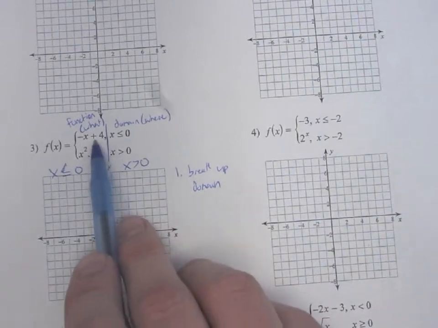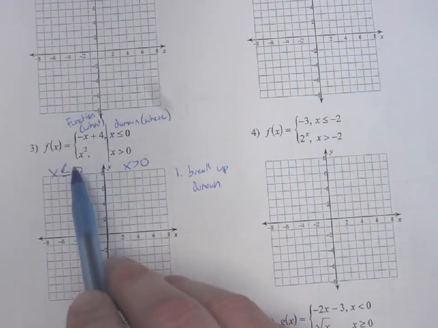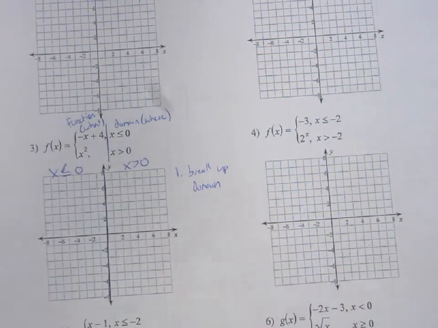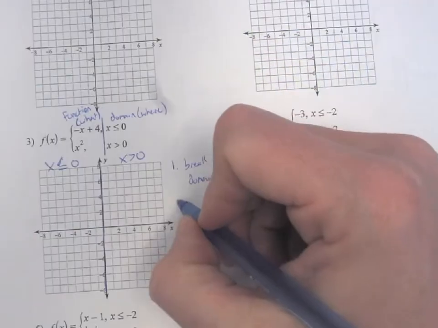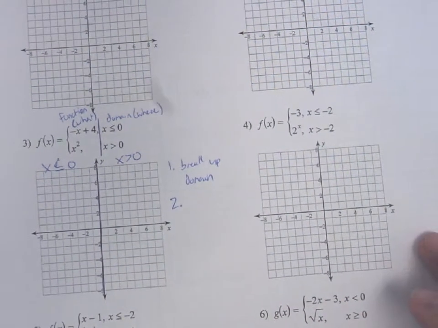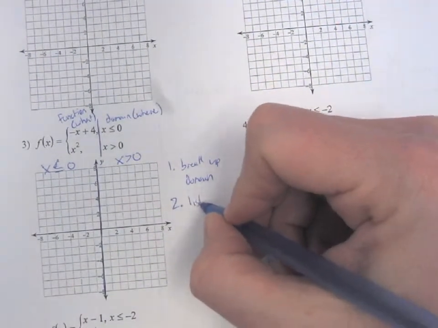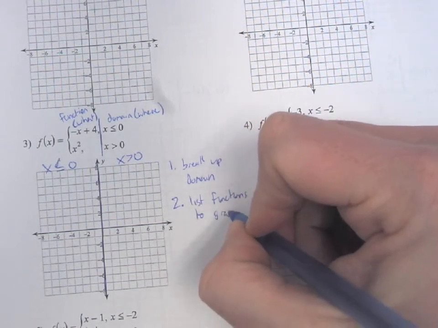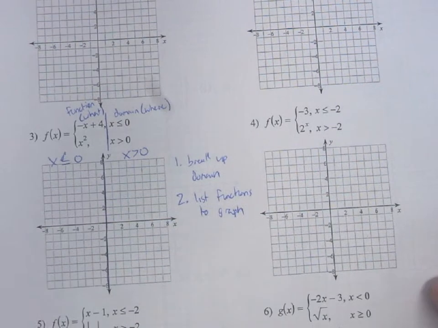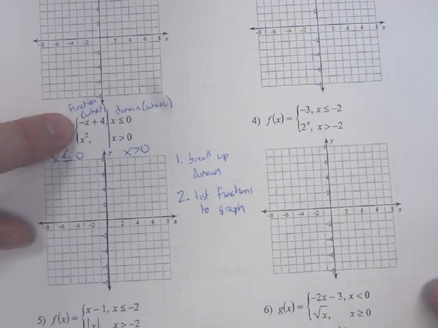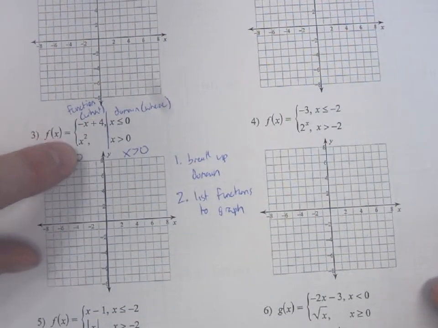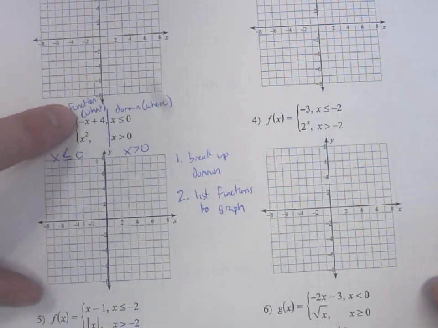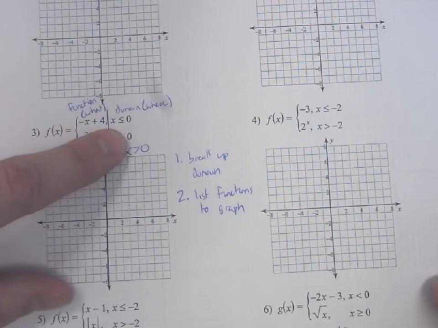So what this is saying is in this section of the graph, use this equation. In this section of the graph, use this equation. Okay? So what I like to do next is list out the equations I'm going to graph. So list functions to graph. In this case I have two of them. I have negative x plus 4 and I have x squared. Now this notation is kind of tricky. It's like f of x equals this function for this domain or this function for this domain.